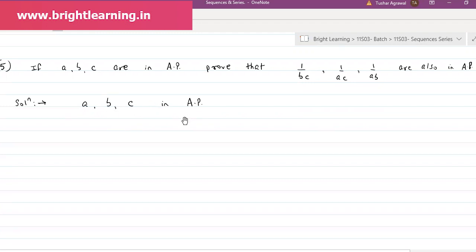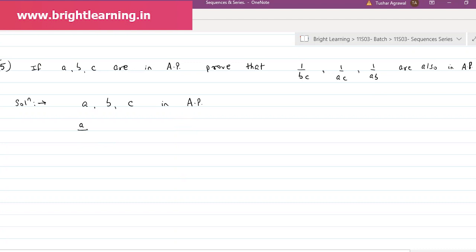Now in all these questions, the thing that should click is which operation to perform, whether you should add, subtract, multiply or divide, and along with the operation, which constant to choose. Out of the four operations, it depends on the target situation. Here it is 1 upon BC, 1 upon AC. I will divide by ABC.